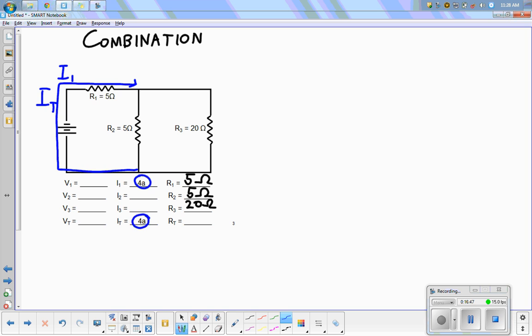I want to look at the total resistance first. Now you might be thinking, I can't just use the rules for series, and I can't just use the rules for parallel, since I've got a combination of the two. What we want to do is zoom in on this part of the circuit right here. I'm going to call the total resistance of just these two resistors R equivalent, R EQ. That's the equivalent resistance of these two resistors right here.